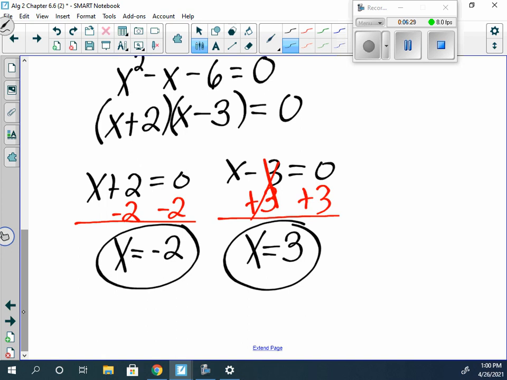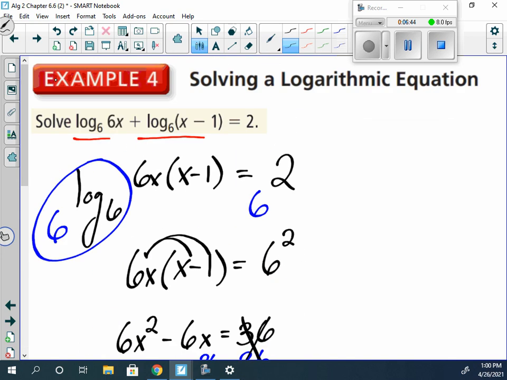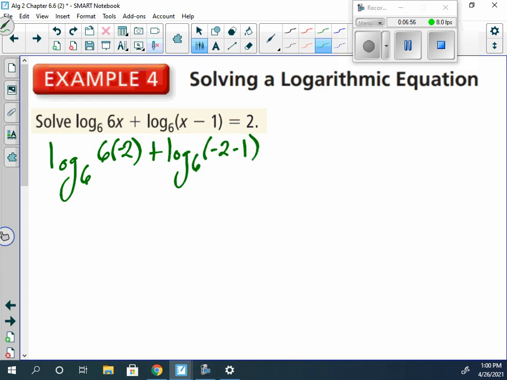Any questions on any of this here so far? Now we do need to check this here. We need to make sure that when we plug these values in, we do not have a negative inside the logarithm. So negative 2 and 3. If we come back up to the top and we plug negative 2 into the original problem, log base 6 of 6 times negative 2 plus log base 6 of negative 2 minus 1, we cannot have a negative in any of these logs.